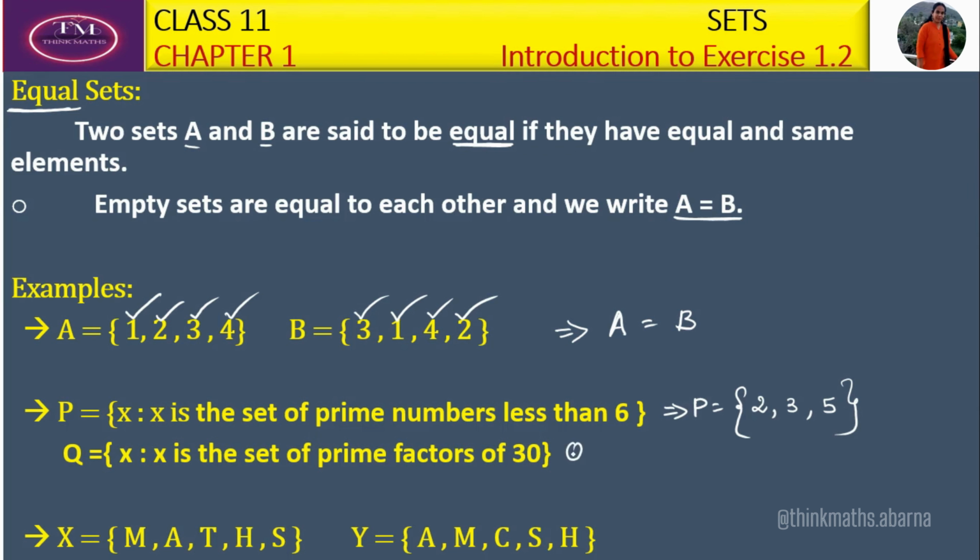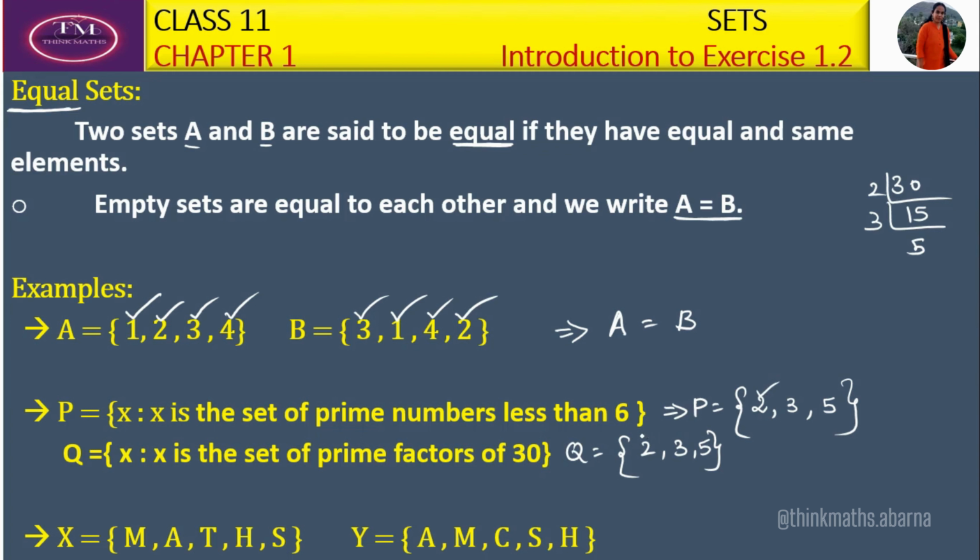Now we have to find out the prime factors of 30. So how do you factorize 30? It is 2 into 15, and 3 into 5. So what are the factors? 2, 3, 5. So now if you check, there are 3 elements in P and Q.